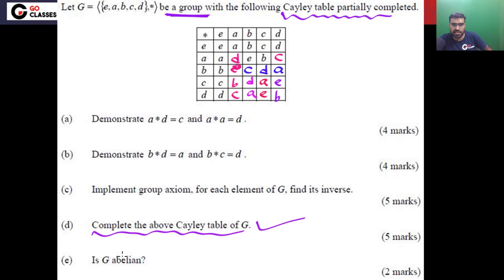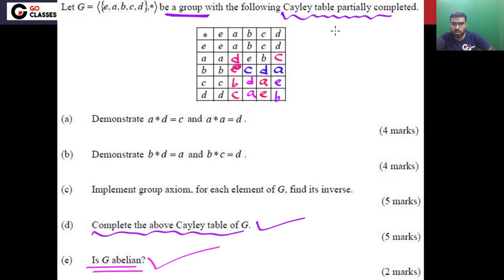So I can say this group is abelian also, because the first row is the same as the first column, the second row is the same as the second column, and so on. So finally I can say this is abelian also. So this is the complete analysis of this question. I hope you understood, and this is a very, very good question. This is a very beautiful question.